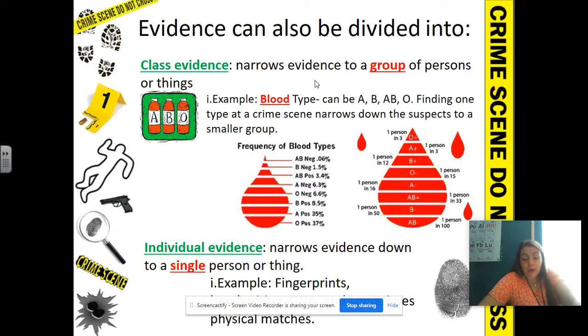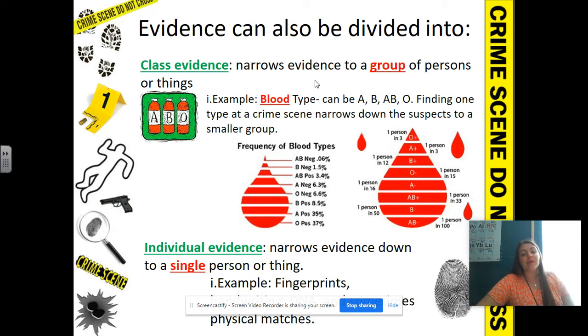All right, the last two categories you have to be able to separate: evidence can also be divided into class evidence or individual evidence. It's kind of like how it sounds, but I do have some kids who have difficulty keeping them separate. Class evidence means it narrows your evidence down to a group of people. It doesn't narrow us down to one person. It narrows me down to a group of people that match that characteristic.